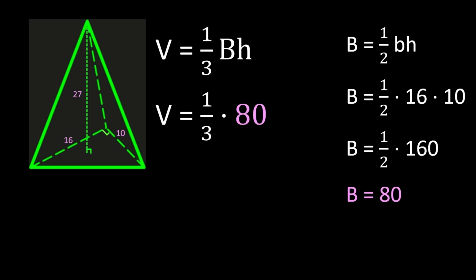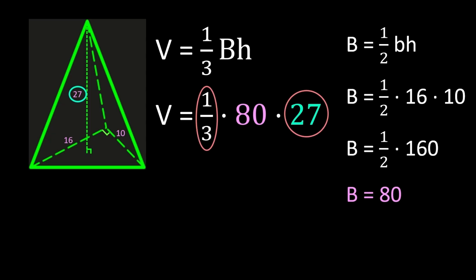And then I still need to multiply by the height of our pyramid. And the height of the pyramid is 27. So I'll substitute 27 in for H. Now I have volume equals 1/3 times 80 times 27. And multiplying by 1/3 is the same as dividing by 3.